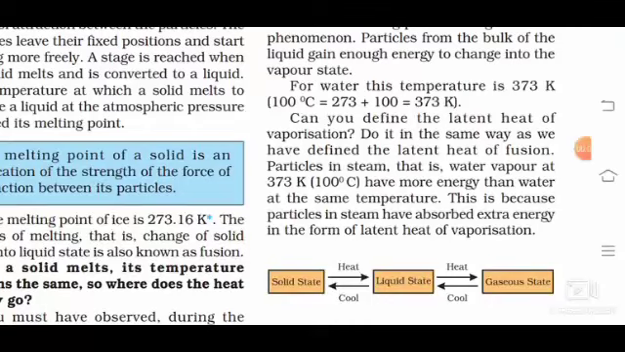A very good morning. We have done the topic latent heat of fusion and latent heat of vaporization.